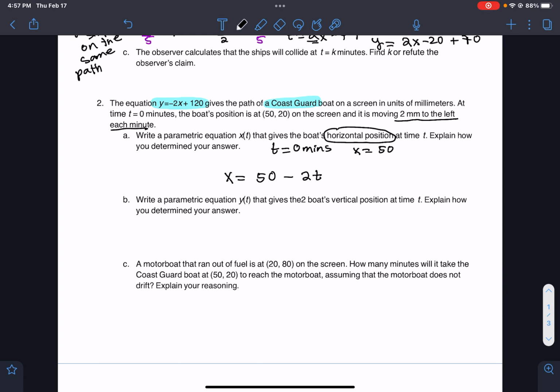Where am I in 0 minutes? My x coordinate is 50. What's happening every minute? Well, I am subtracting 2 millimeters every minute.